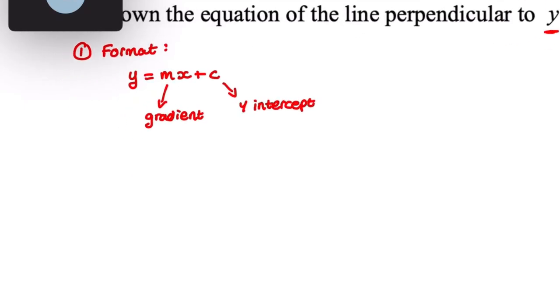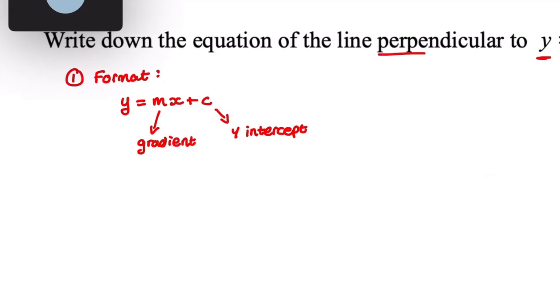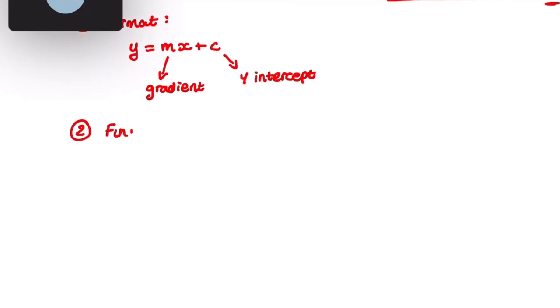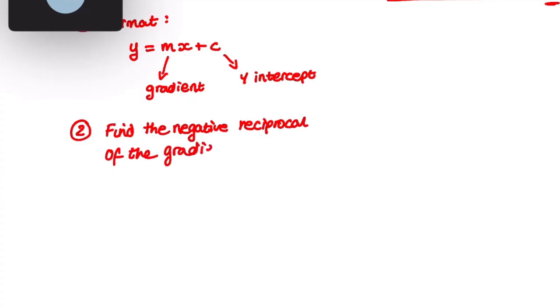So the next thing we have to do, we want to work out what's perpendicular. When we're working out perpendicular lines, we always need to find the negative reciprocal of the gradient.